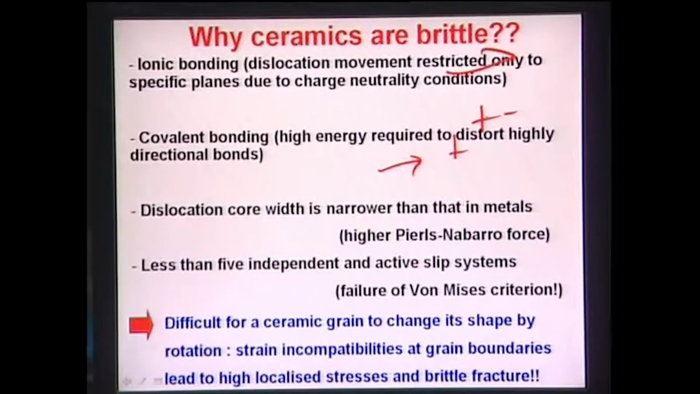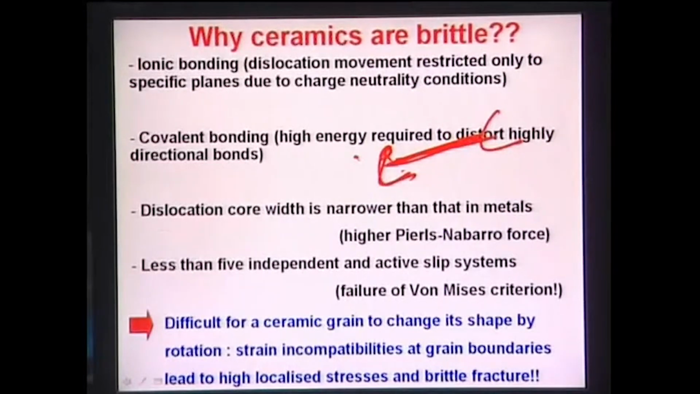Number two is covalent bonding. In covalent bonding, let us say it is a carbon bond, two carbon bonds are very directional, and you require a really large amount of energy to break this directional bonding. Therefore ceramics are really strong, but they don't have good fracture toughness.